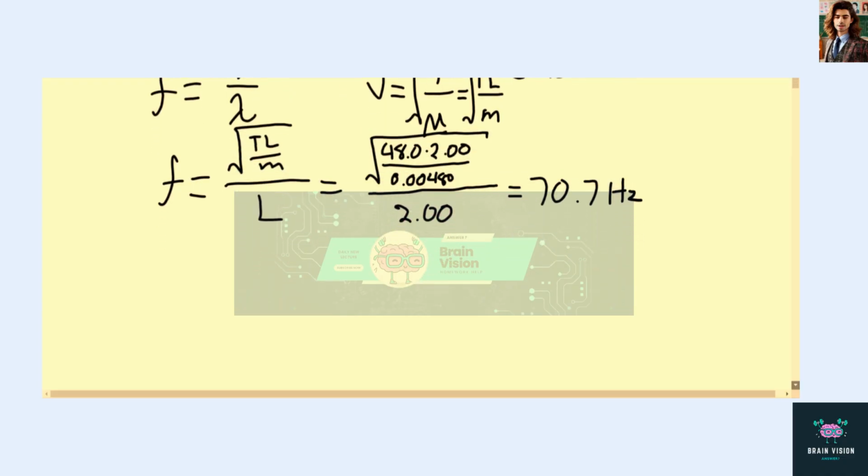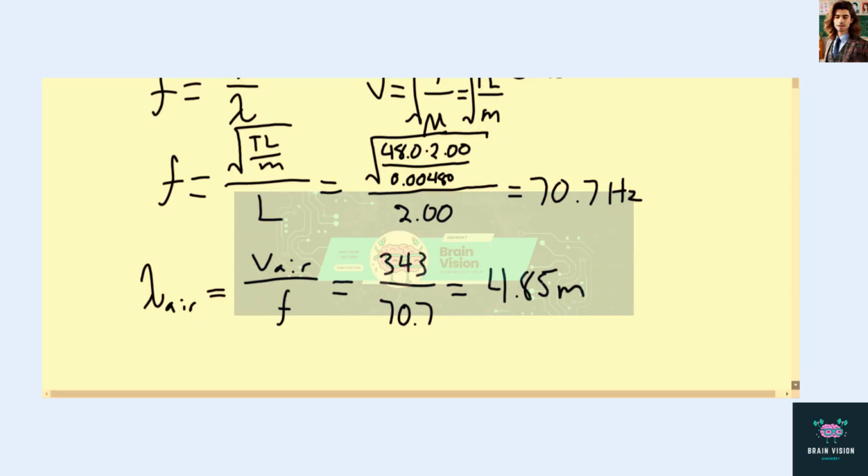And we can use this to figure out what the wavelength in air is. We're assuming that the speed of sound in air is the normal 343 meters per second. So we can say that the wavelength in air, lambda air, is going to be equal to v air over f. And of course, f is the same as it is for the string. So v air is 343, and then f is 70.7, which we just calculated.